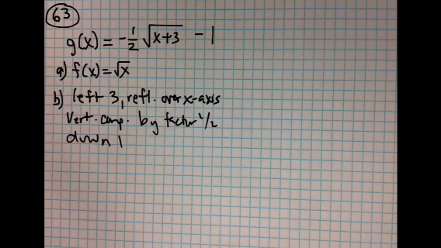Okay, and again, I'm just getting this from here. So left 3 because h is negative 3. Reflect over the x-axis because the a is negative. Vertical compression because this number here, which is a, is between 0 and 1. And down 1 because k is 1. Okay, so now we're going to graph it.